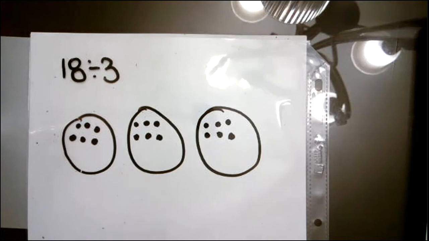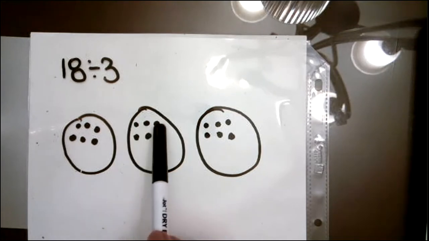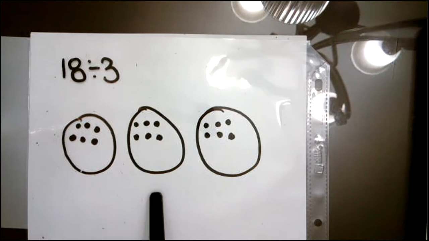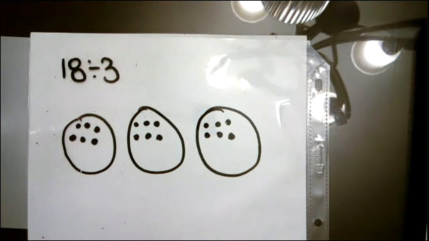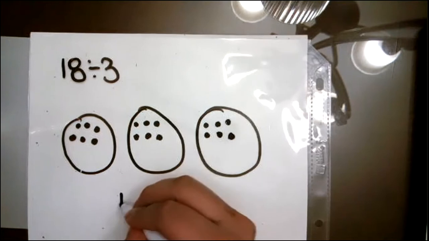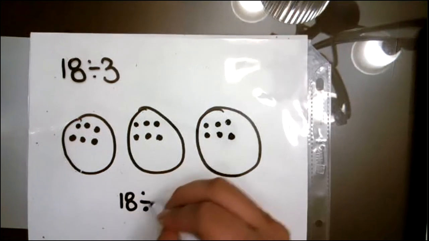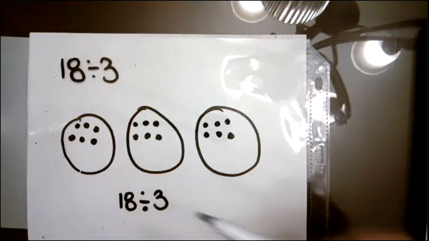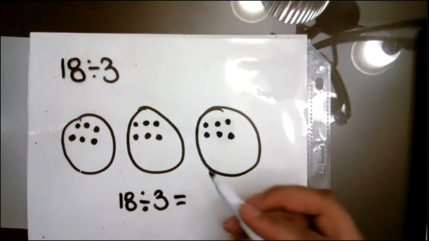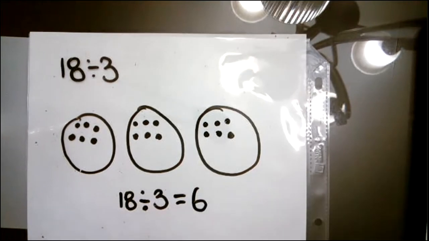How many dots are in the second circle? 1, 2, 3, 4, 5, 6. How many dots are in our third circle? 1, 2, 3, 4, 5, 6. So all 3 of our circles have an equal amount of dots. When we're solving the problem 18 divided by 3, we look at how many dots are in each circle, which is 6. So 18 divided by 3 is 6.